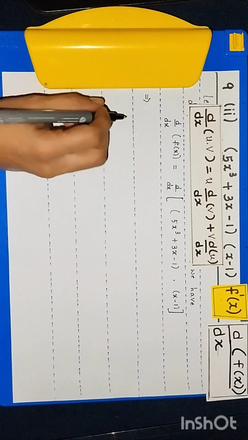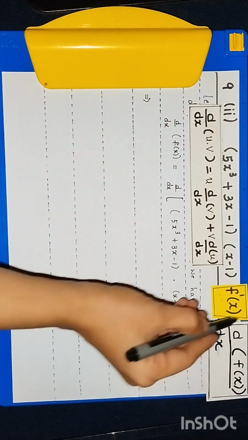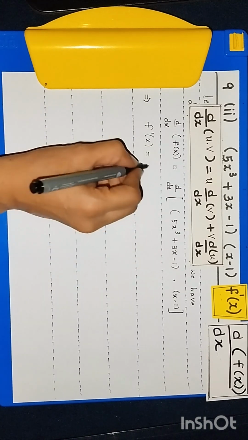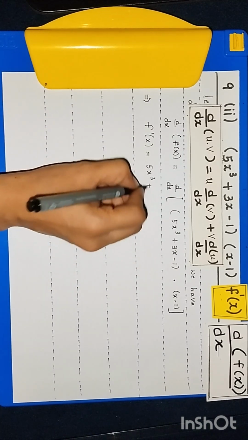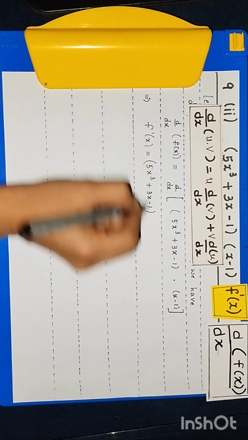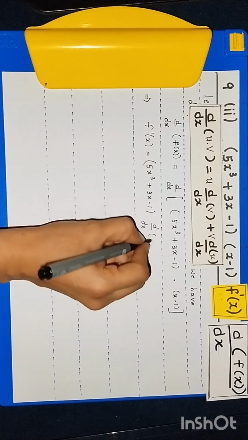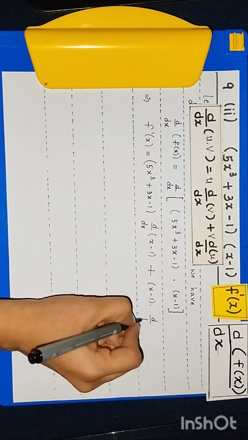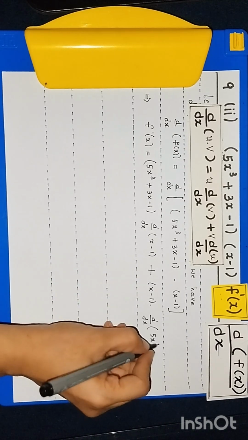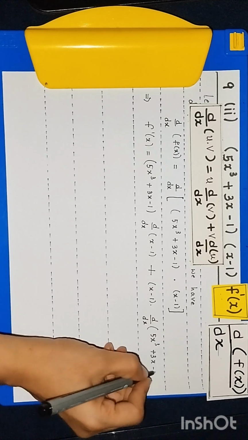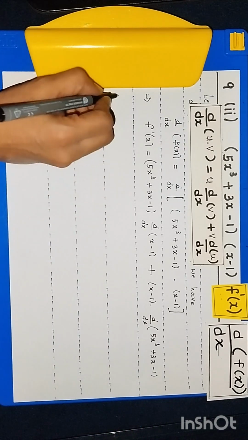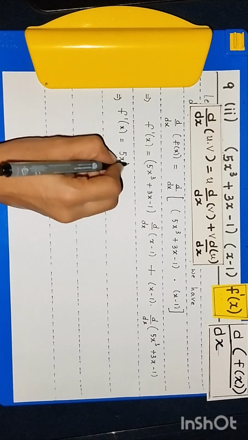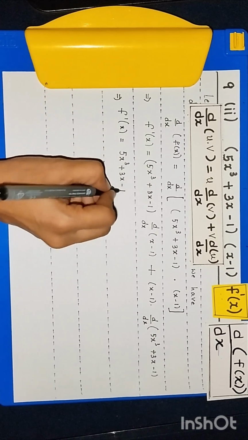This implies d by dx of f of x is nothing but f dash of x, both are same, is equal to u, that is 5x cube plus 3x minus 1, into d by dx of x minus 1, plus x minus 1 into d by dx of 5x cube plus 3x minus 1.